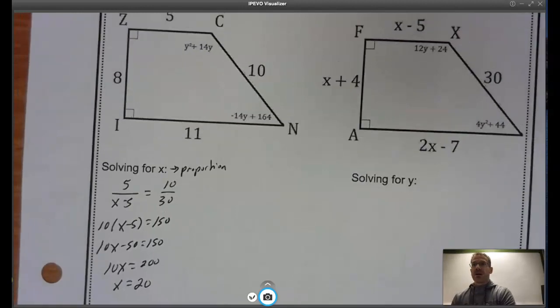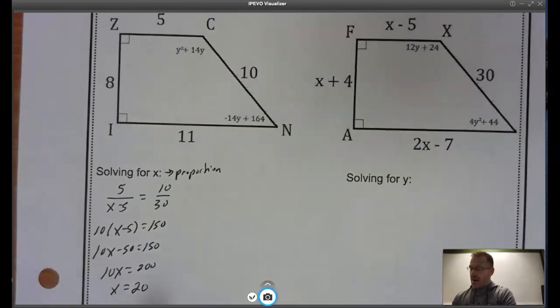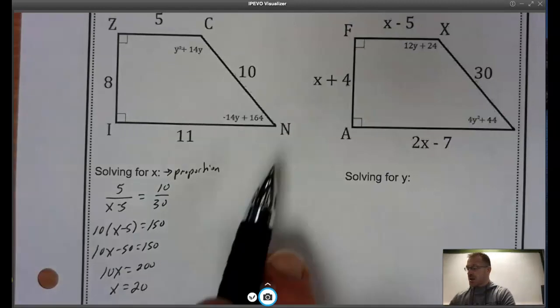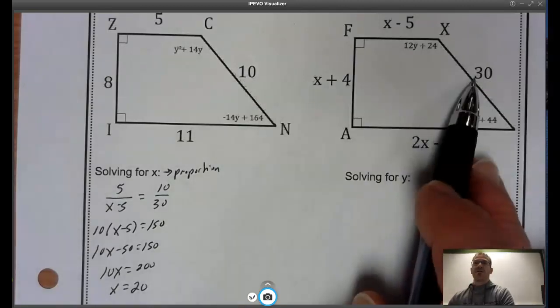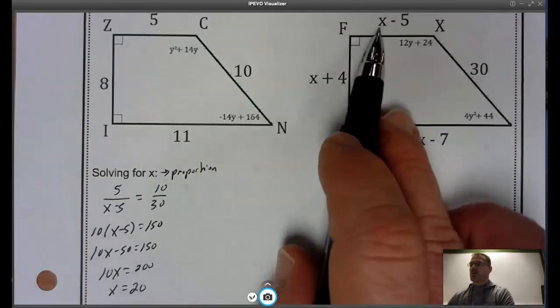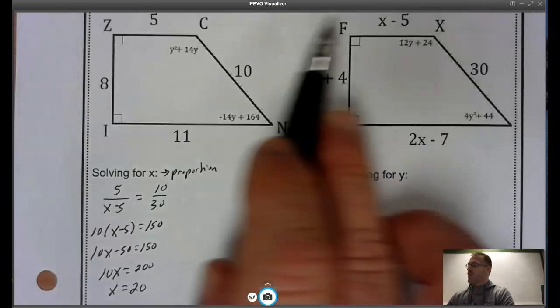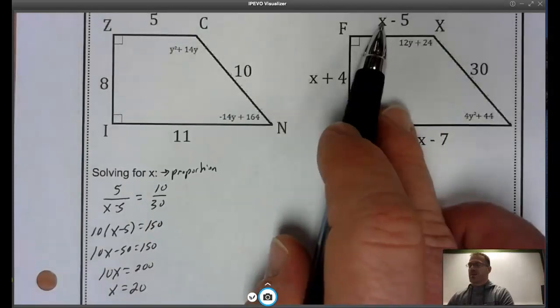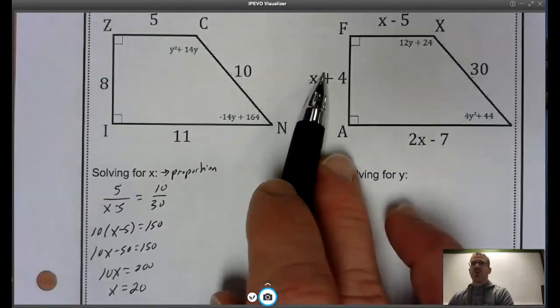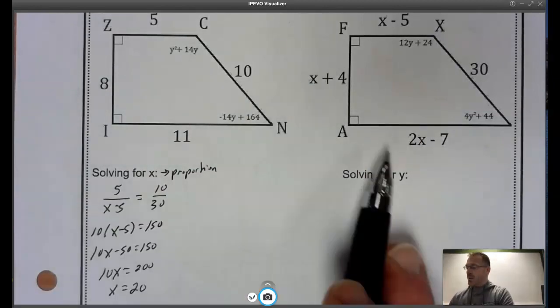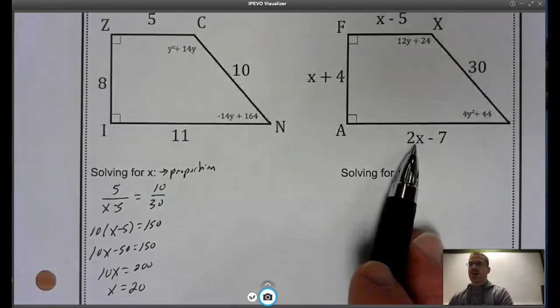And then once again, you can go back and start plugging that in to see if it works. So notice I can see my scale factor here, because if I have one pair of sides with no variables, that gives me my scale factor. So I'm going 10 to 30, so it looks like my scale factor is 3. And so notice if I plug 20 in right here, I get 20 minus 5, which is 15. Well, 5 to 15 is multiplying by 3. If I plug 20 in right here, I get 24. So 8 to 24 is multiplying by 3. If I plug in 20 right here, I get 40 minus 7, which is 33.